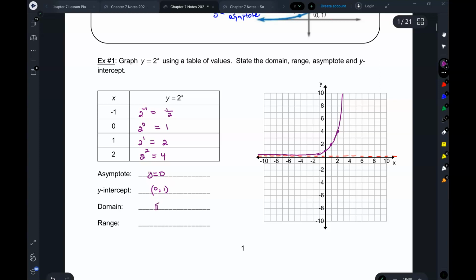The domain is all real numbers. And the range, do you see how the graph sits above the asymptote? That means it's greater than whatever the value of the asymptote was, which is 0. Okay? So if the asymptote was at -2, maybe y is greater than -2. Cool?